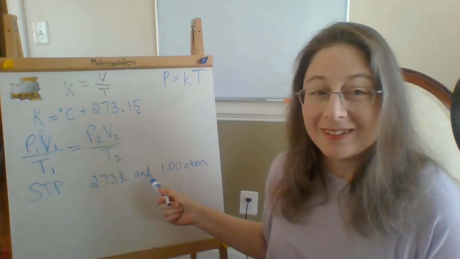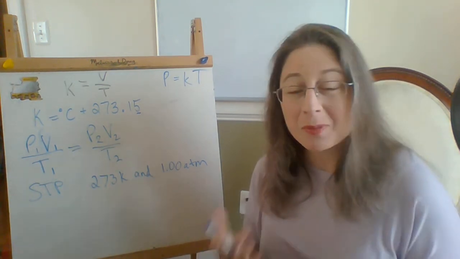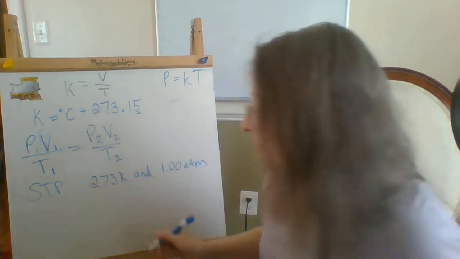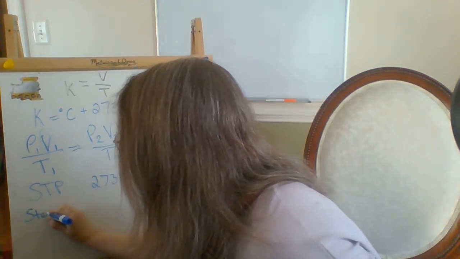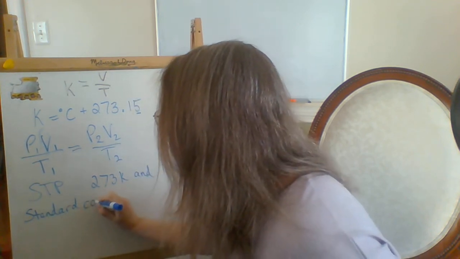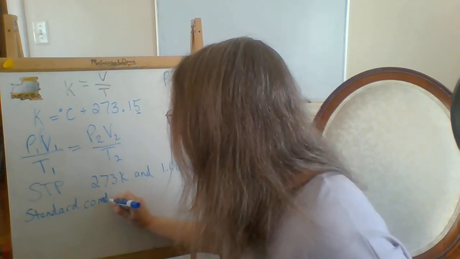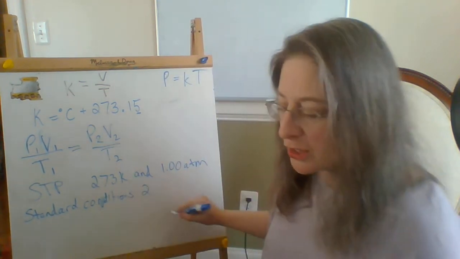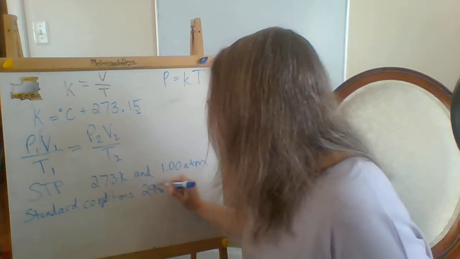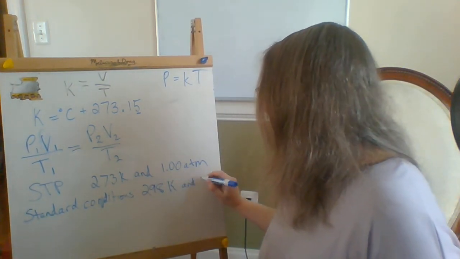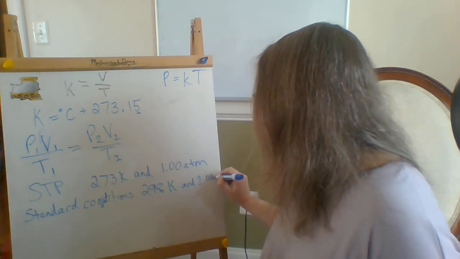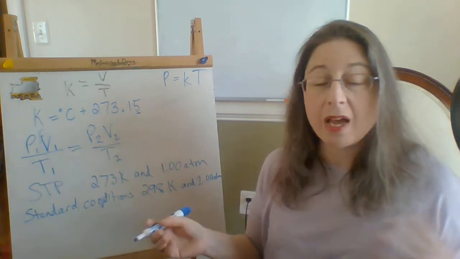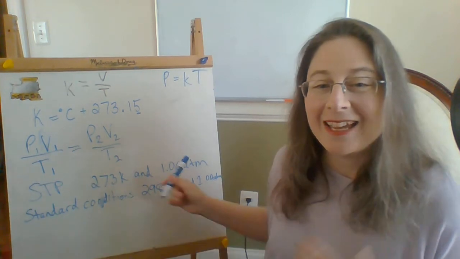Because that's not fun, we tend not to work at standard temperature and pressure in any lab that anybody would want to be employed at. So standard conditions was developed to make humans happy. This is an N, seriously. Standard conditions is 298 Kelvin and 1 atmosphere. So 298 Kelvin is a happier room temperature for us, and 1 atmosphere is a happy atmospheric condition for us as well.